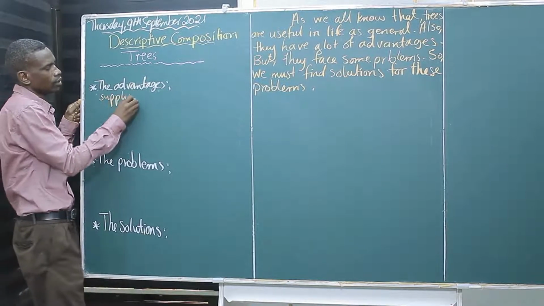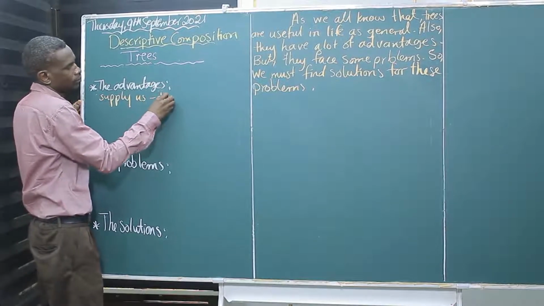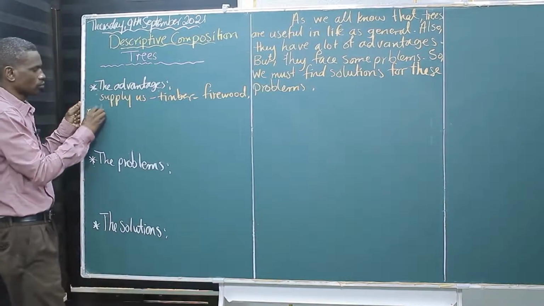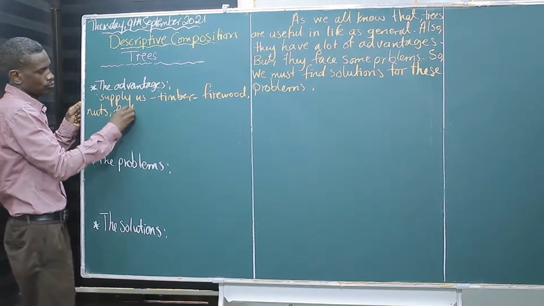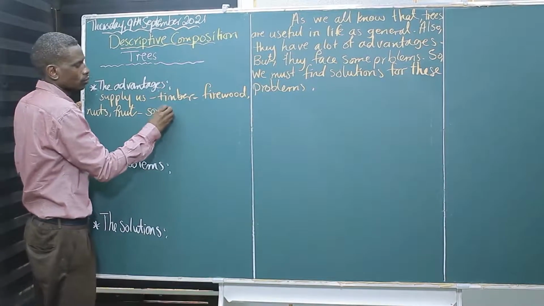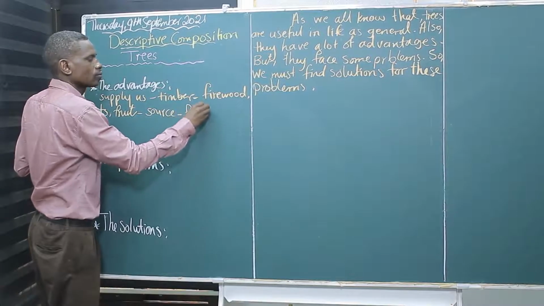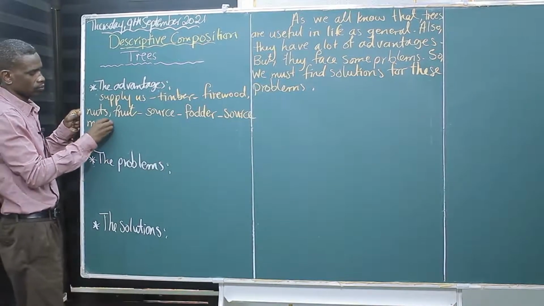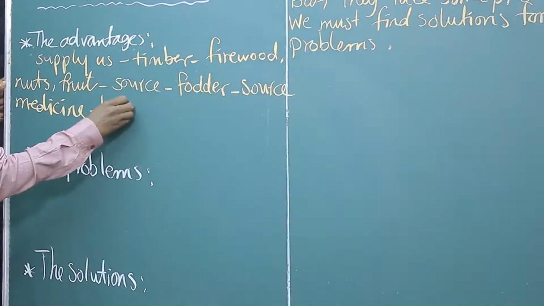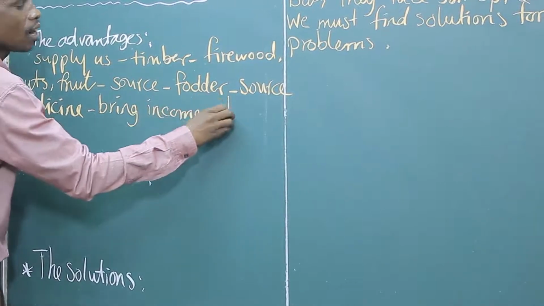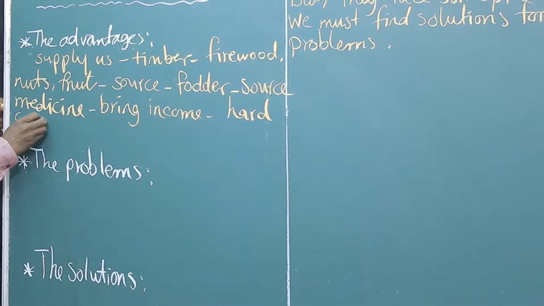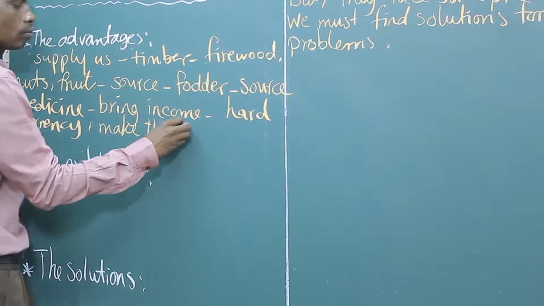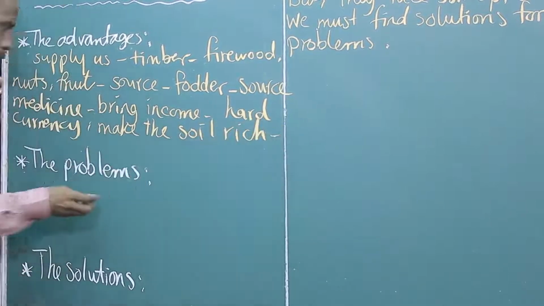Supply us timber, firewood, nuts, fruit, source of fodder, source of medicine, bring income, hard currency, make the soil rich, create employment.